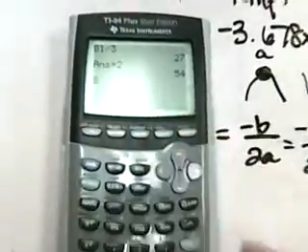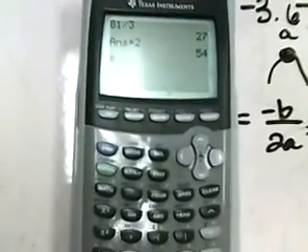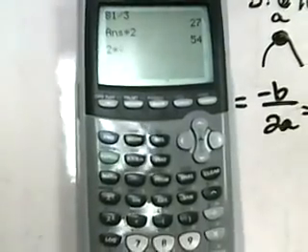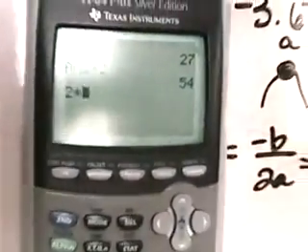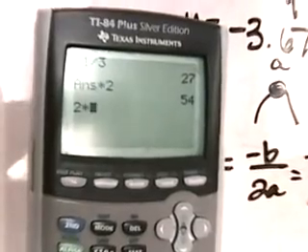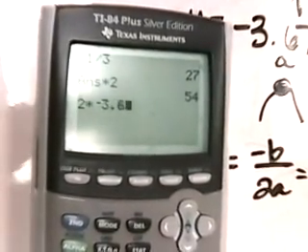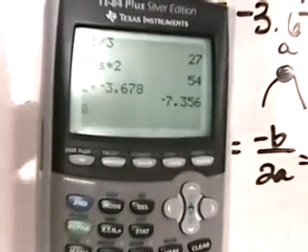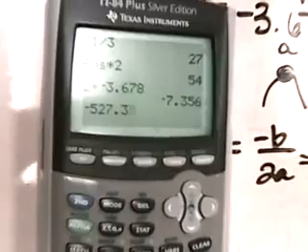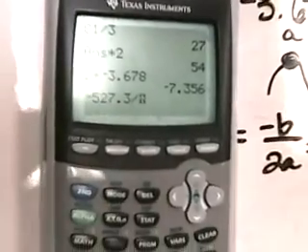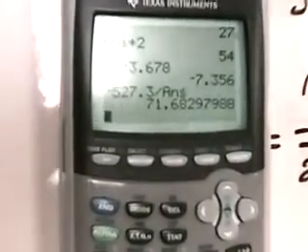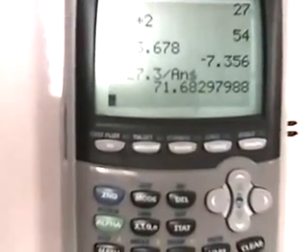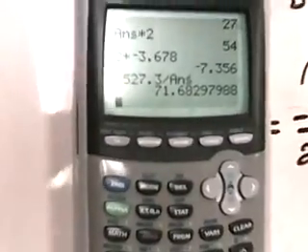Let's do this on our calculator. I would clean up the bottom first: 2 times negative 3.678. I get negative 7.356. Then I want to do negative 527.3 divided by the answer, and I get 71.68. So there's my X.